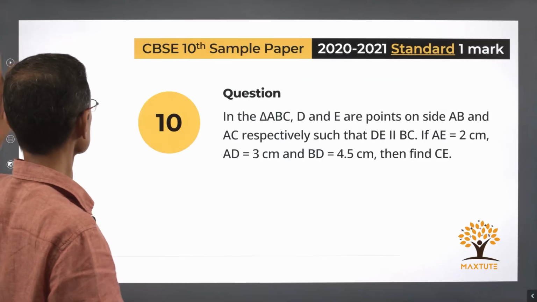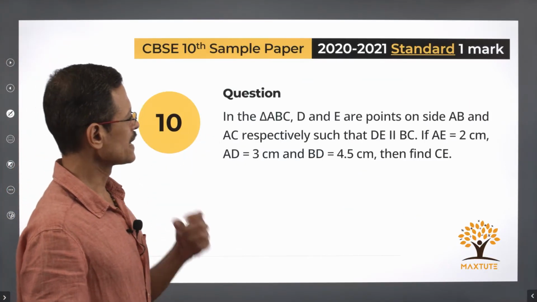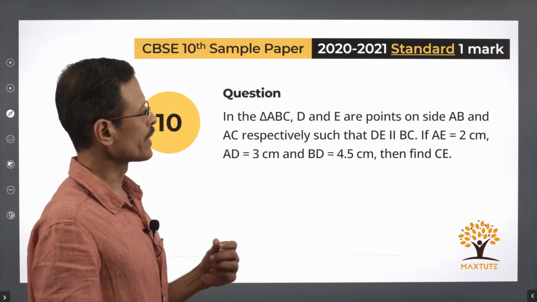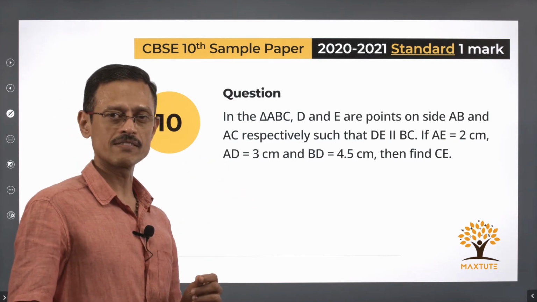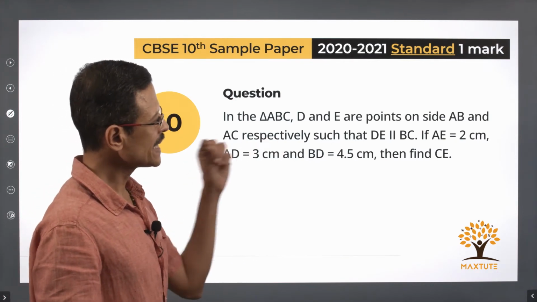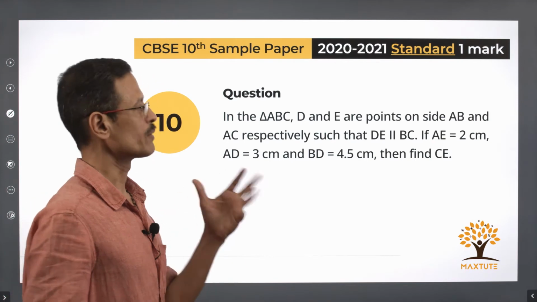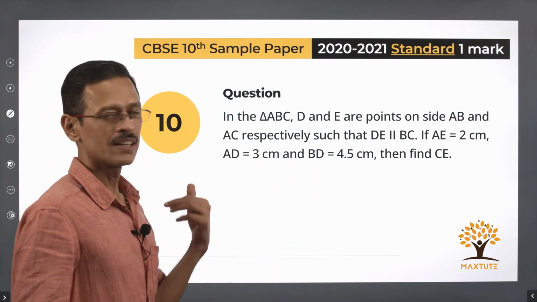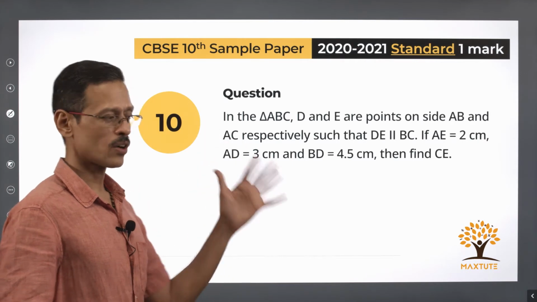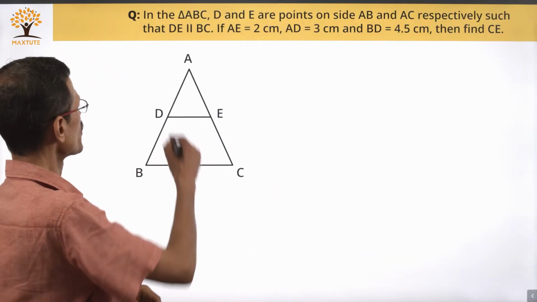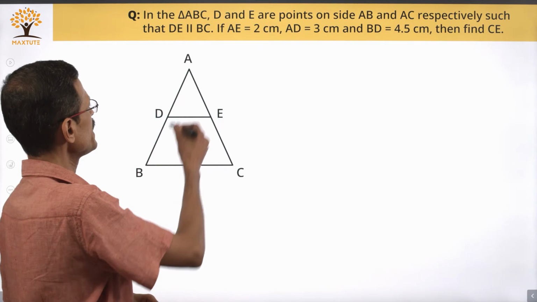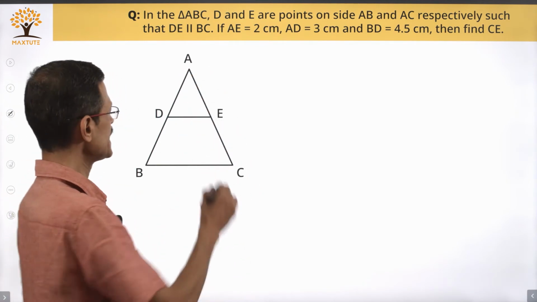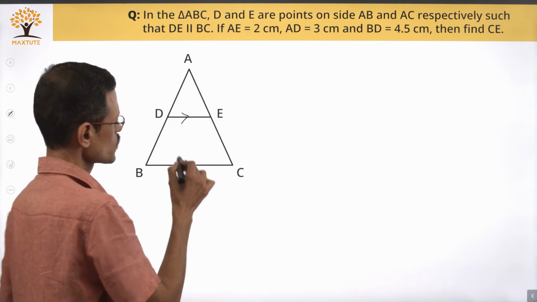Move on to the next one, which is question number 10. In triangle ABC, D and E are points on side AB and AC respectively, such that DE is parallel to BC. Wow, okay. So if AE equals 2, AD equals 3 and BD equals 4.5, find CE is what the question is. Let's draw triangle ABC and draw DE such that D is on AB and E is on AC. DE is parallel to BC is what it says.